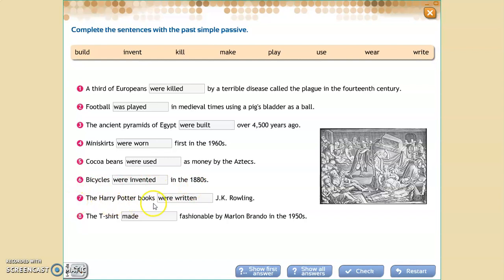The Harry Potter books were written by J.K. Rowling, and the t-shirt was made fashionable by Marlon Brando in the 1950s. So let's check the answers to see if we are correct.